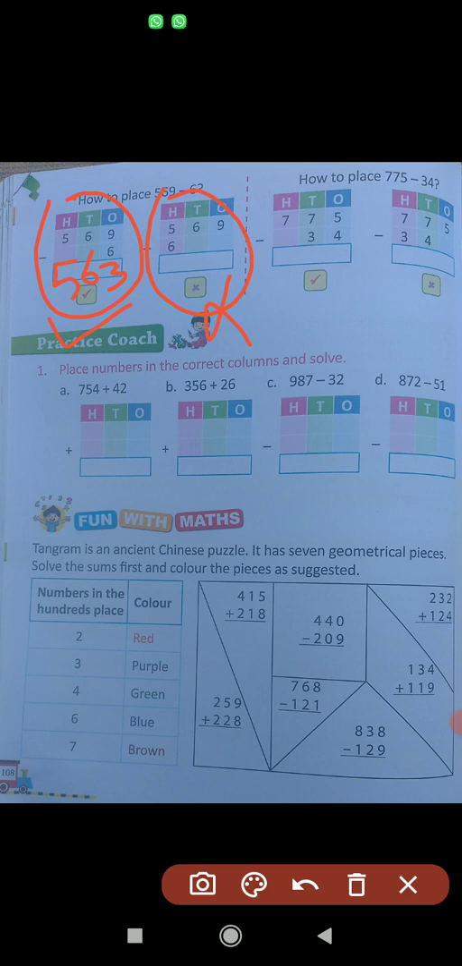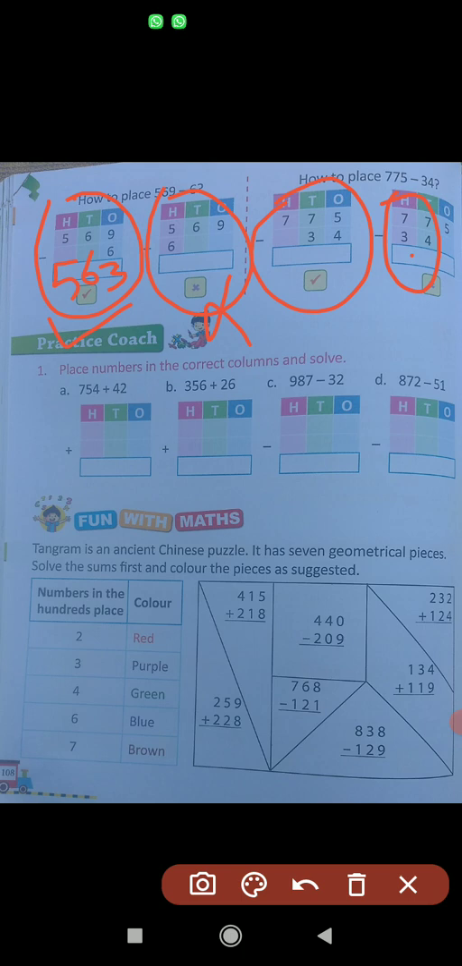775 is a 3-digit number and 34 is a 2-digit number. Can we write like this? No, because 34 is a 2-digit number, so 3 will be in the 10 place column and 4 will be in the 1st place column, not the 100 place, and 4 will not be in the 10 place, okay? So this is the correct method to write the numbers in the correct columns, okay?